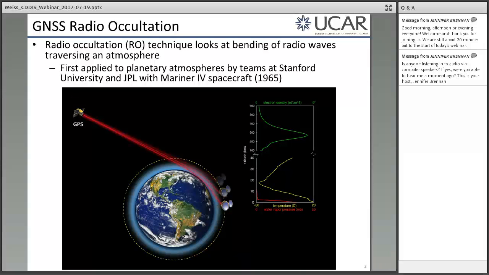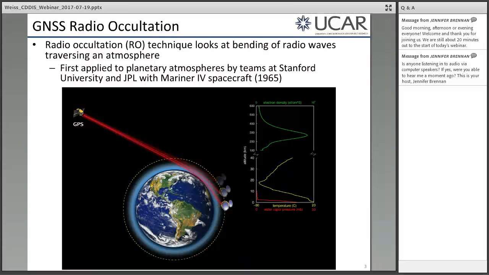So radio occultation is taking advantage of some signal. This was originally developed for looking at planetary atmospheres, but if we focus on the Earth, it's taking advantage of these constellations of transmitter satellites that are up there. GPS was, of course, the first one for navigation. There's now a Russian system called GLONASS. There's a European system called Galileo, and also a Chinese system called BeiDou.